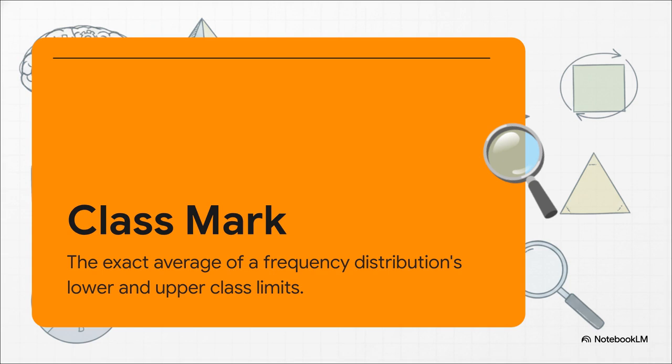When data sets get absolutely massive, we group them into class intervals. But to calculate statistics on group data, we still need a single representative number. Enter the class mark. It's the exact average of a frequency distribution's lower and upper class limits. It beautifully finds the dead center of your group data, so you can just keep calculating without missing a single beat.